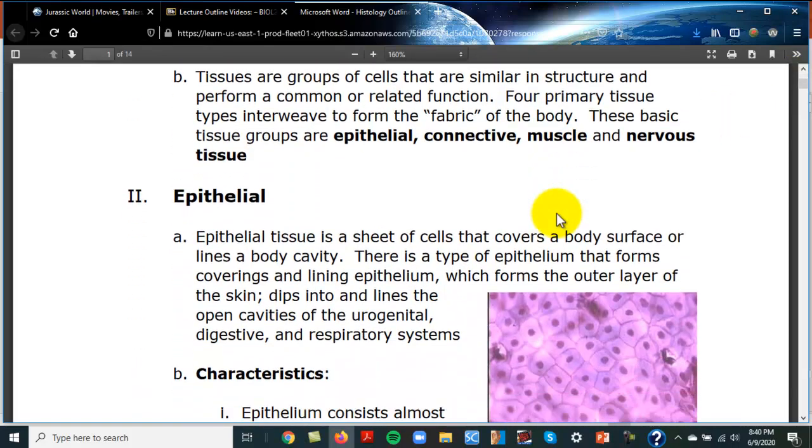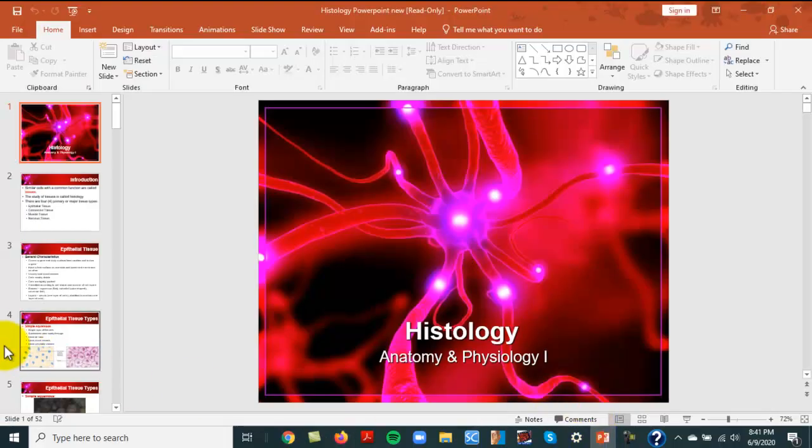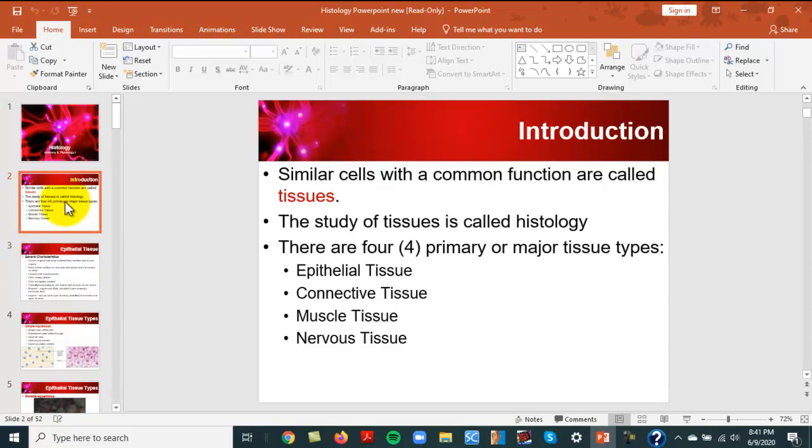So I'm going to go through, try to keep these videos short. We're going to do epithelial first, and epithelial is a sheet of cells that covers a body surface or lines a body cavity. Now here's the thing, epithelial tissue always has a free space. And this is the PowerPoint that comes with this section. Here we go. There's 4 primary or major tissue types.